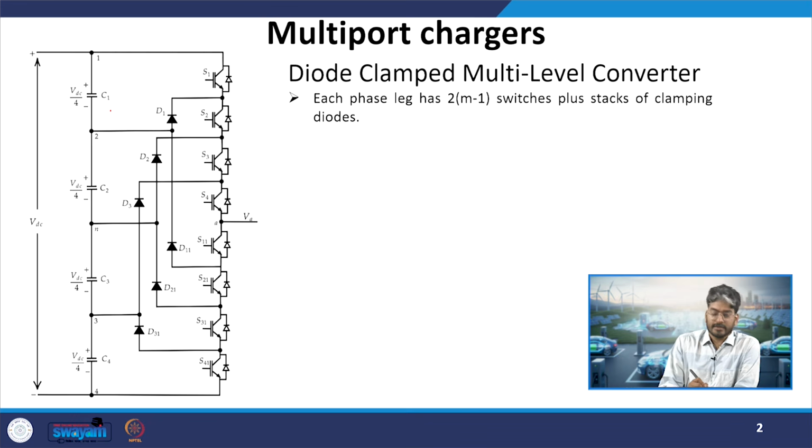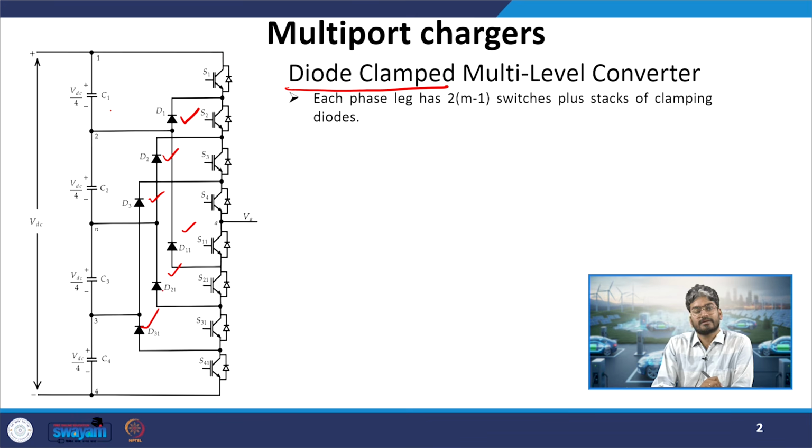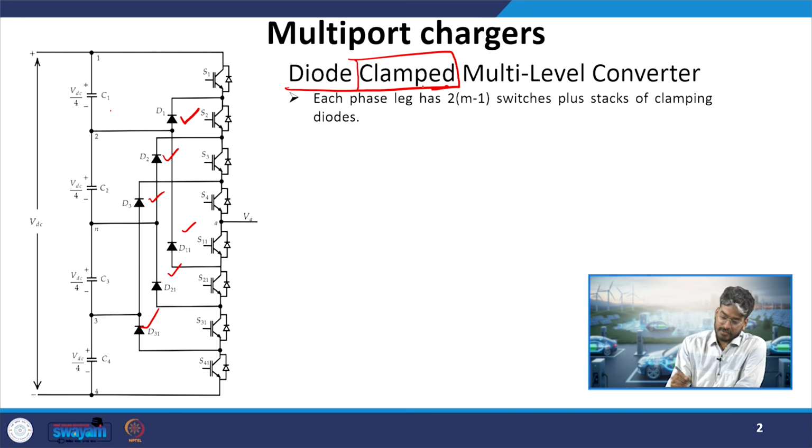So the first example of our multi-level converter is the diode-clamped multilevel converter, which is shown over here. So why is the name called diode-clamped? If you see the circuit configuration, here we have various diodes which are connected in the circuit to clamp the voltage. So what is the meaning of clamping? The voltage at a particular point of the circuit would be fixed because of the diodes.